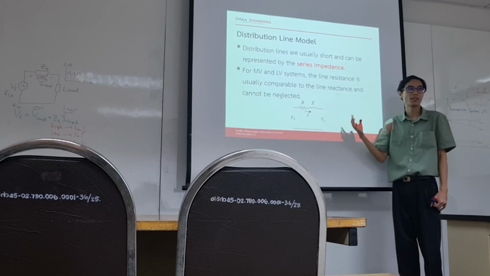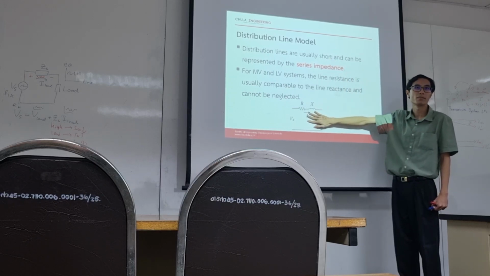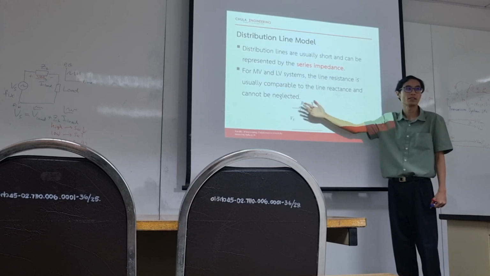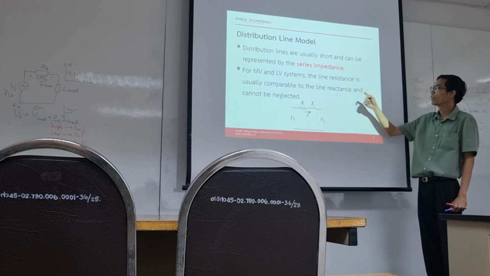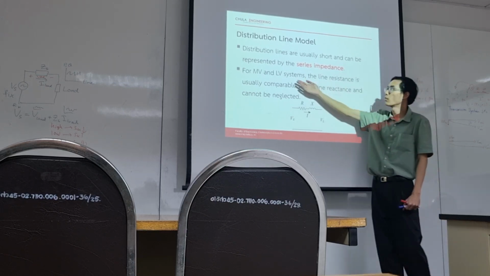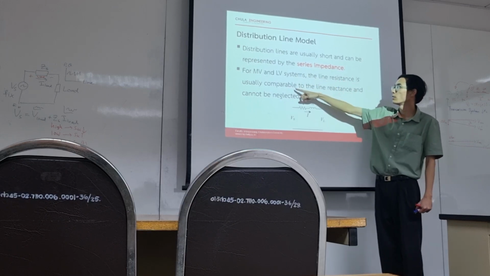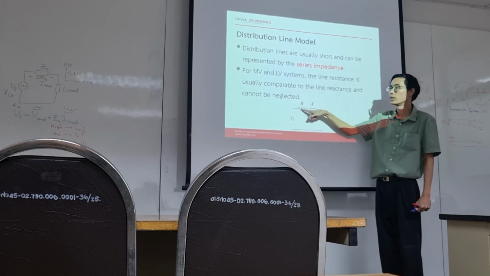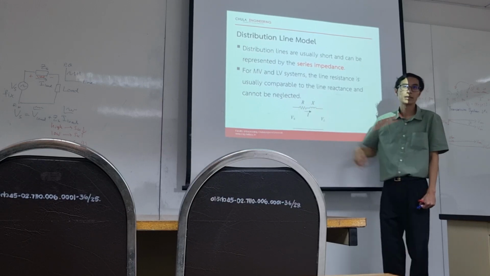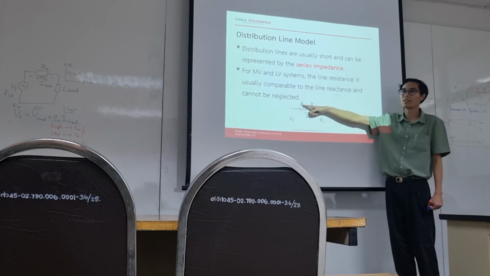Right? We have short line model, medium line model, and long line model. But usually for distribution line, we can represent by just the short line model. Or maybe you can include the capacitors, medium line model. For medium volt and low volt, distribution is medium volt and low volt, right? The line resistance is usually comparable to the reactance and cannot be neglected. Usually we have to include this R. For transmission line, we have lossless line, right? Distribution line, we usually include R.